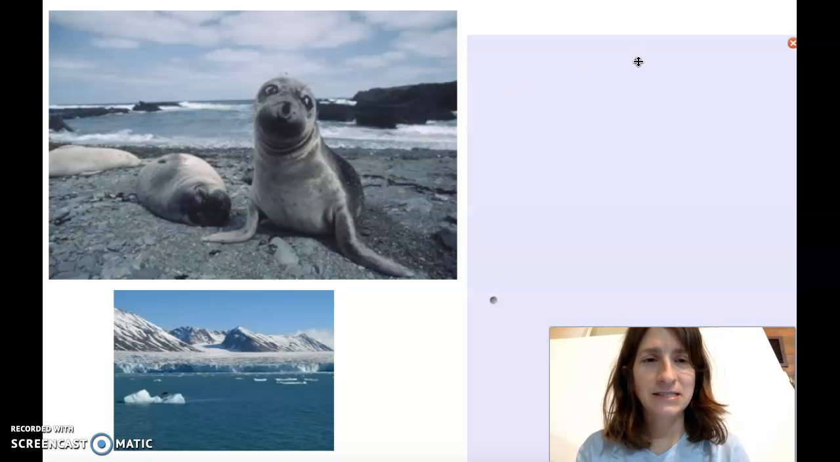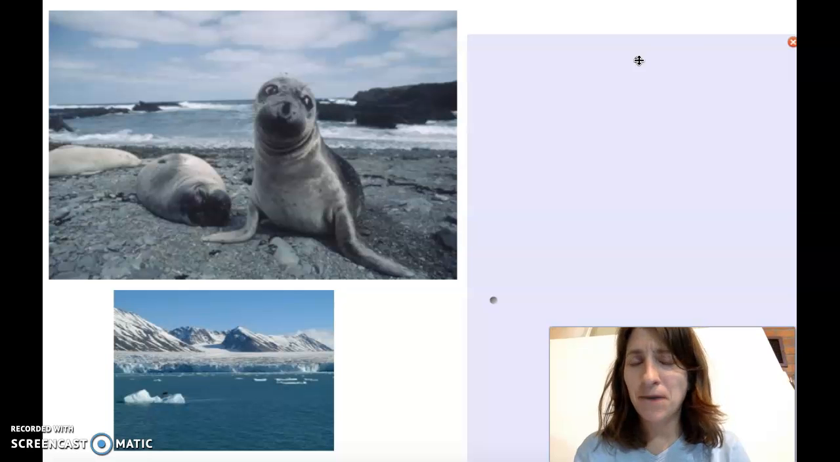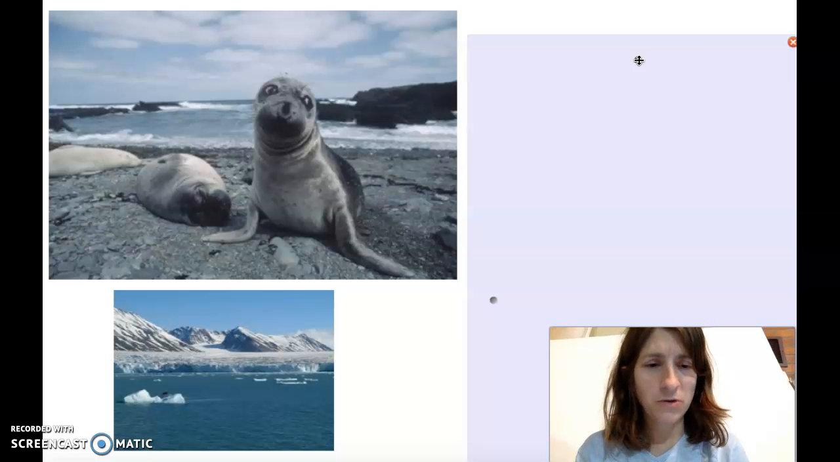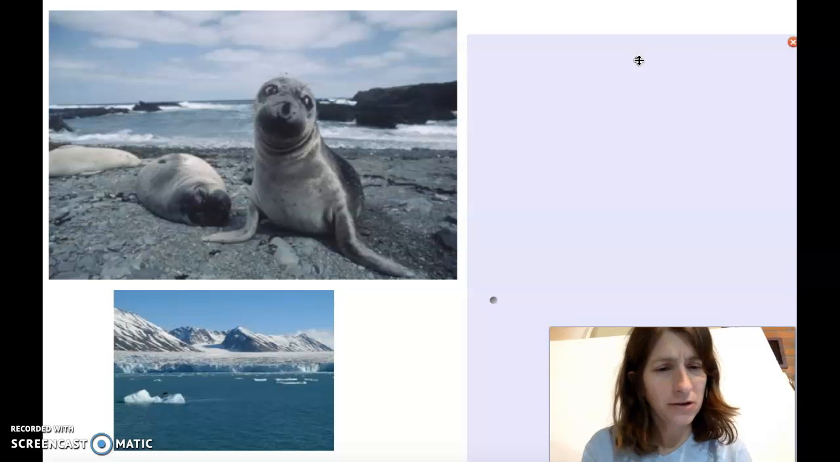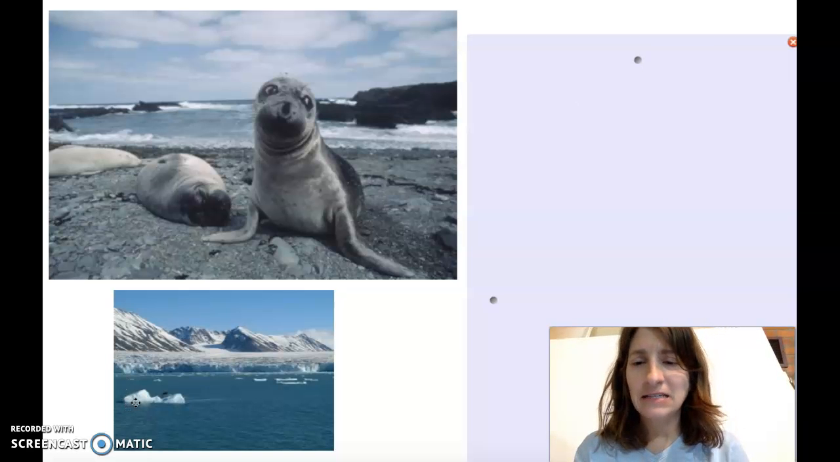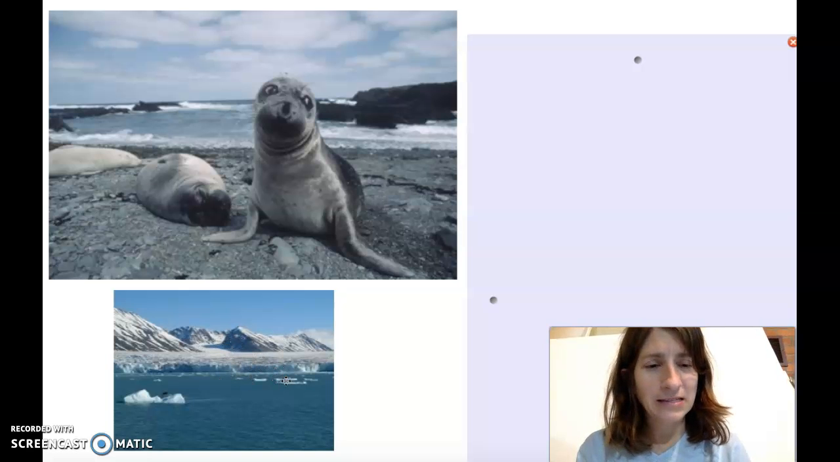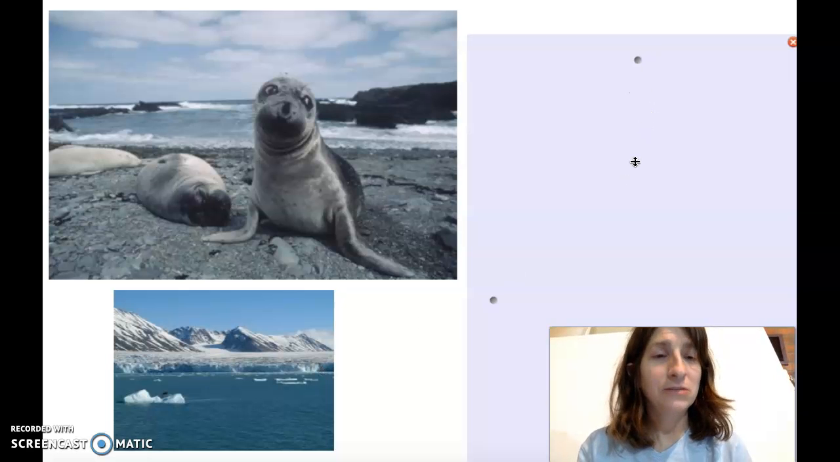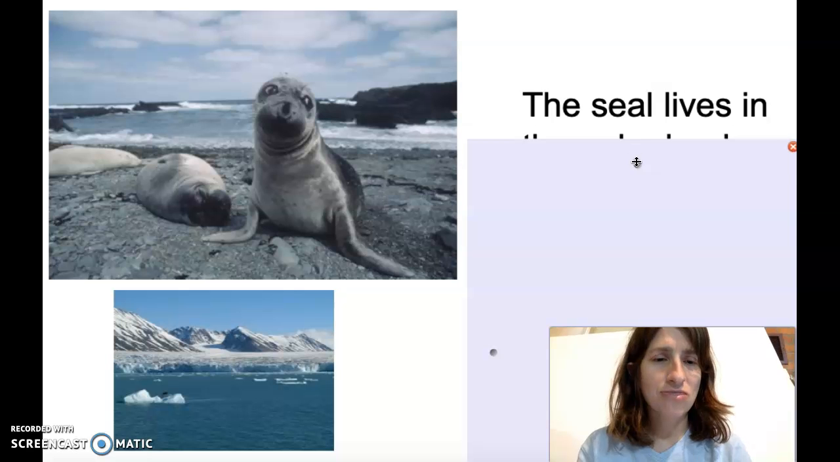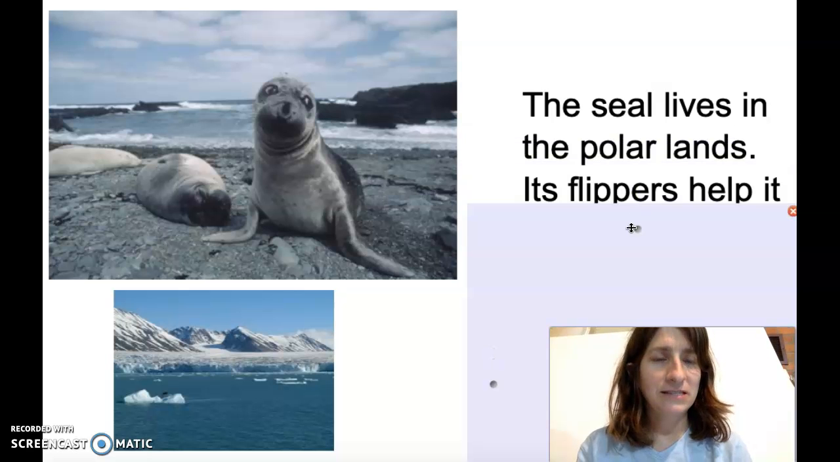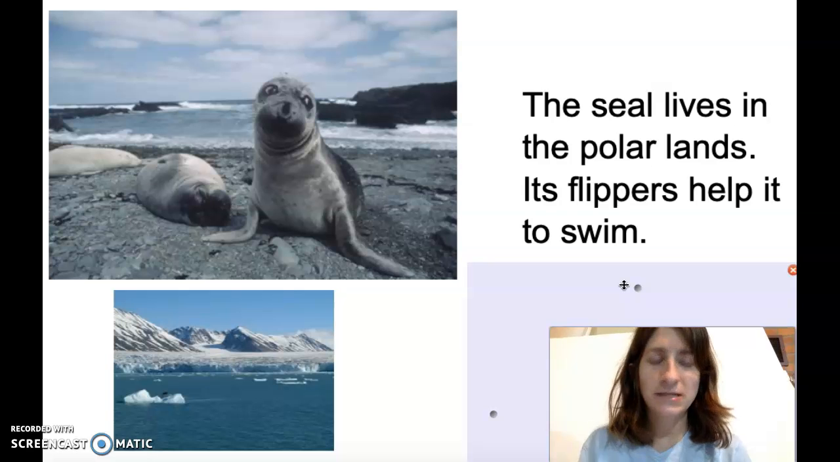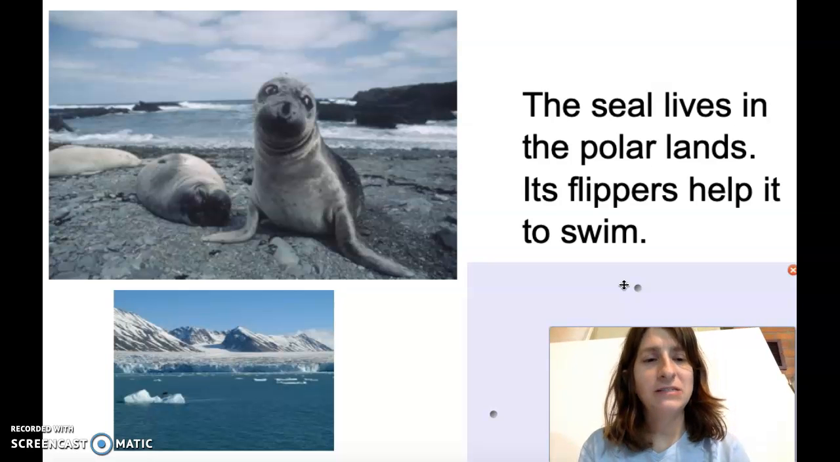That animal is a seal. If you look at the bottom picture there, it will show you its habitat. What do you notice? I see some ice floats. I see some mountains and some more ice right next to the ocean. We would call those the polar lands. The seal lives in the polar lands. What's its adaptation? Well, its flippers help it to swim.